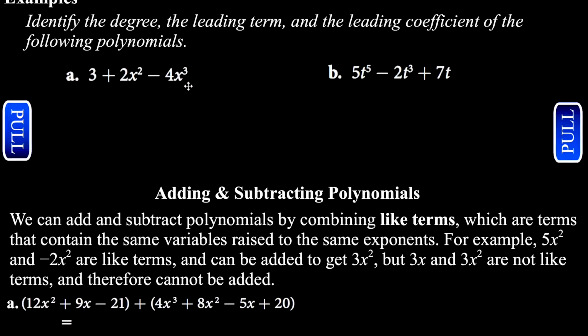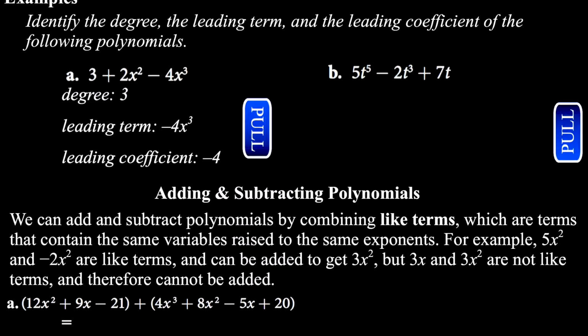3 is the highest exponent on the variable, so that's going to make the degree of this polynomial 3 because of this term. So if I were to put this in standard form, I would put minus 4x cubed first. That's my leading term, it has degree 3, and then the leading coefficient will be negative 4. That's the number part with the sign in front of that leading term. So that would be my first term, and then I would go plus 2x squared plus 3. That would be in standard form.